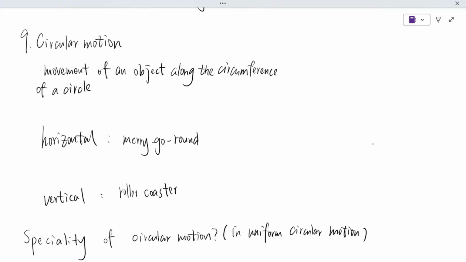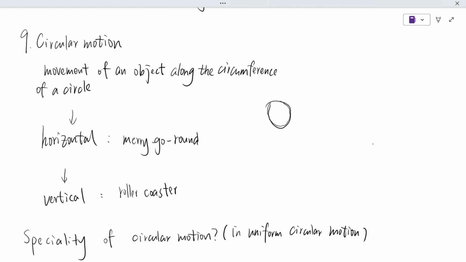Alright, the final topic, circular motion. What is circular motion? Circular motion is basically the movement of an object along the circumference of a circle. So it's moving in a circle path. It can be both horizontal and vertical.